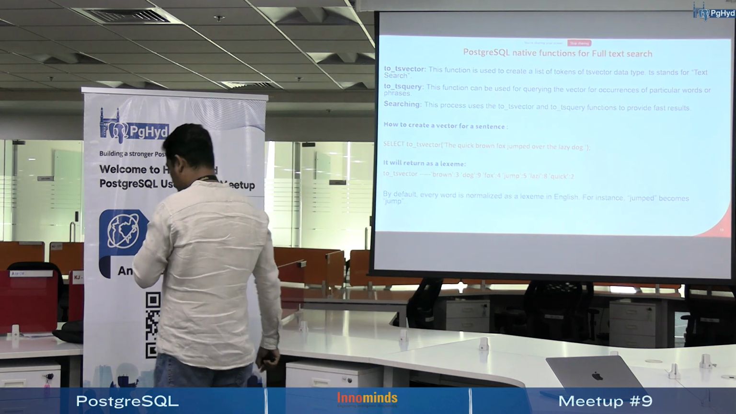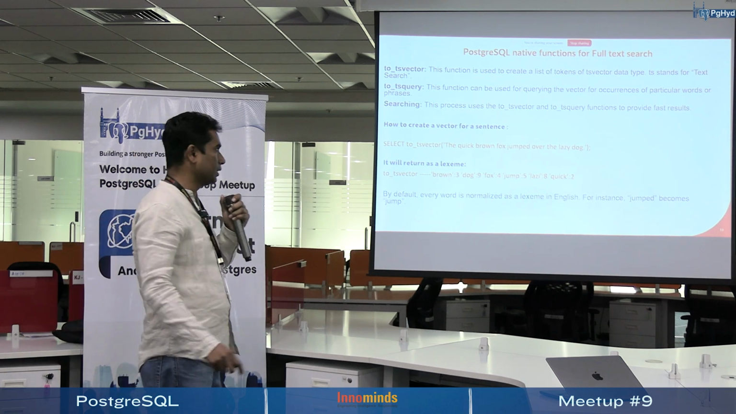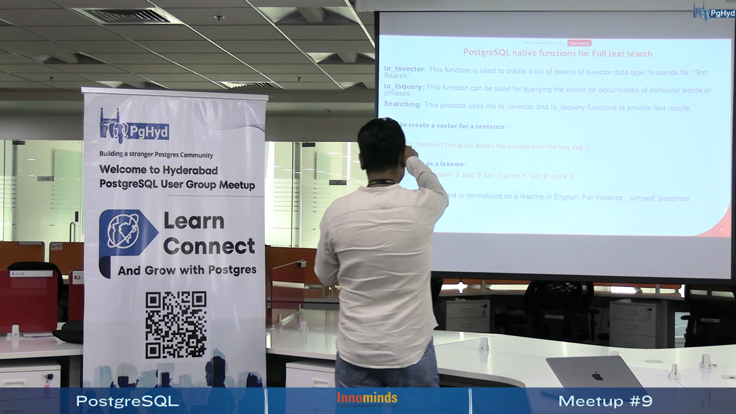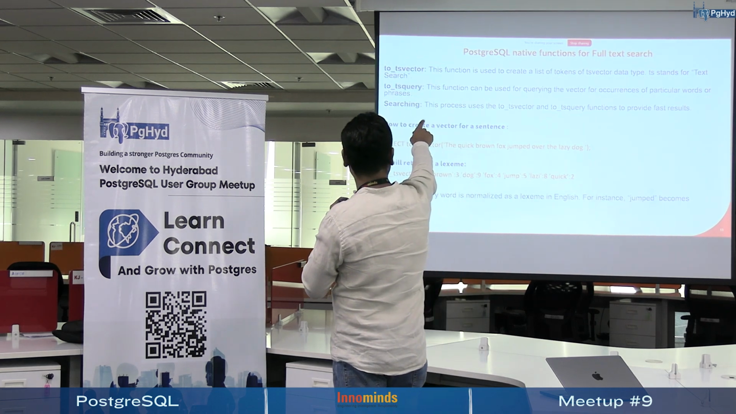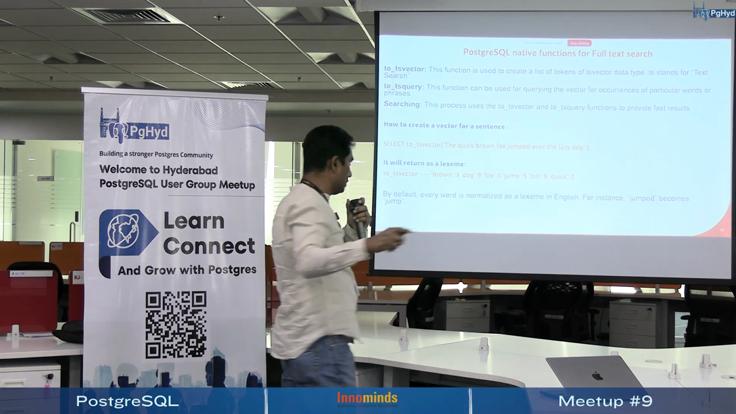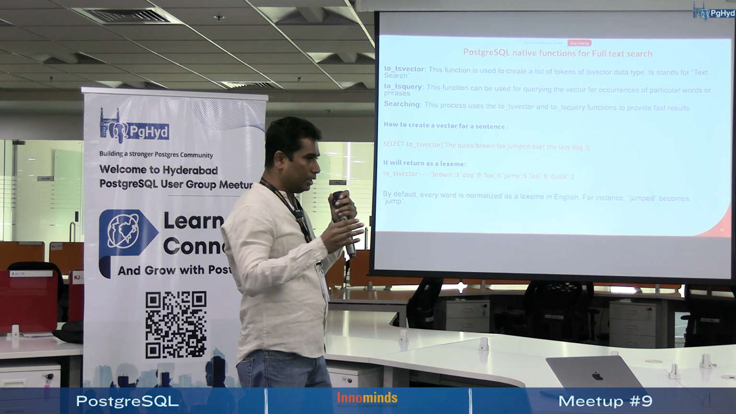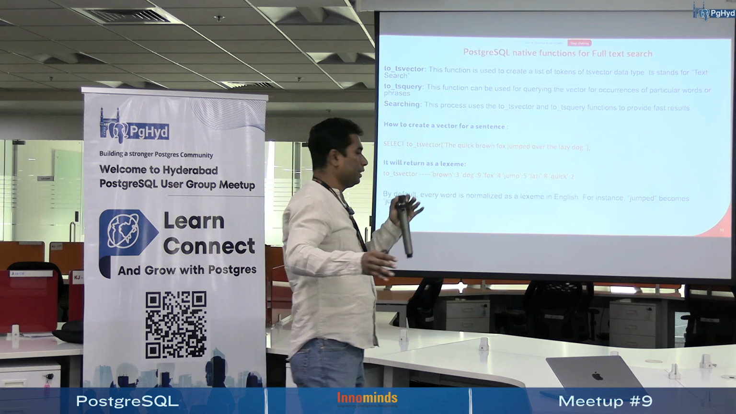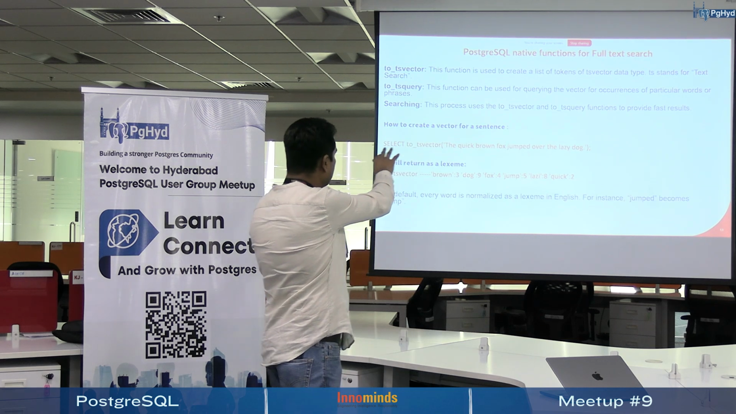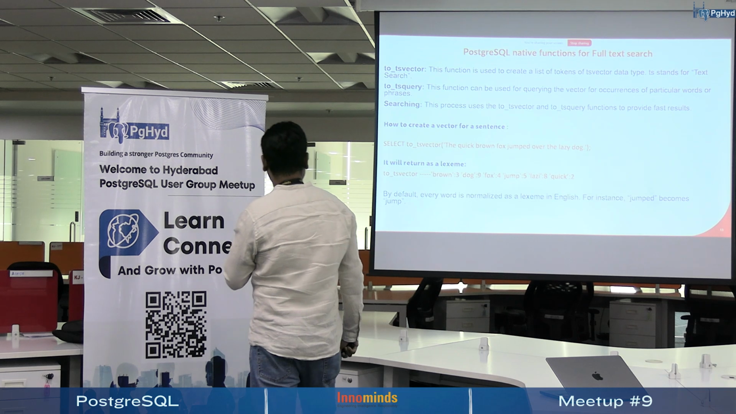Okay, so let's come to the topic of tsvector. I am talking about tsvector, but what exactly is tsvector and how does it work? It is specifically mentioned here that this is a function used to create a list of tokens of the vector data type. What I told you a few minutes ago: the big string is split out and then tokens are created. This is the function we have to use to do that.